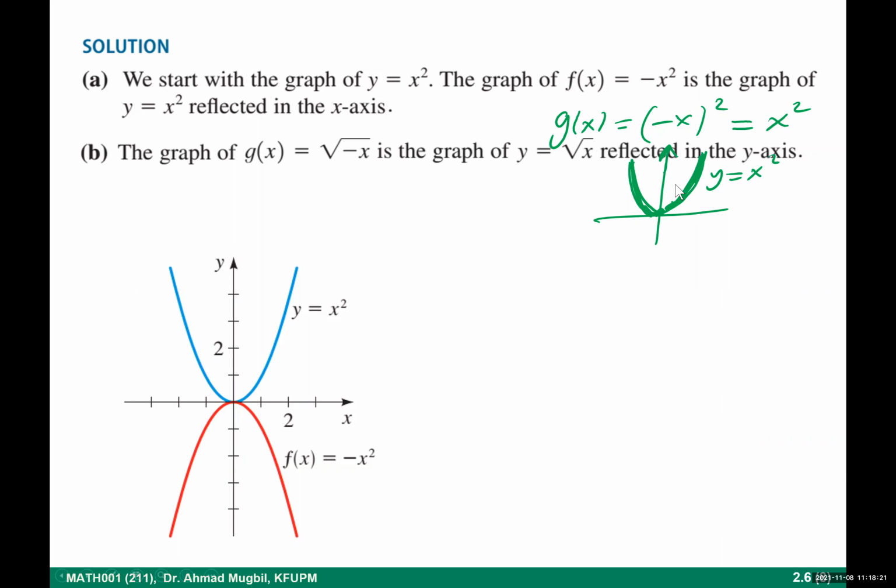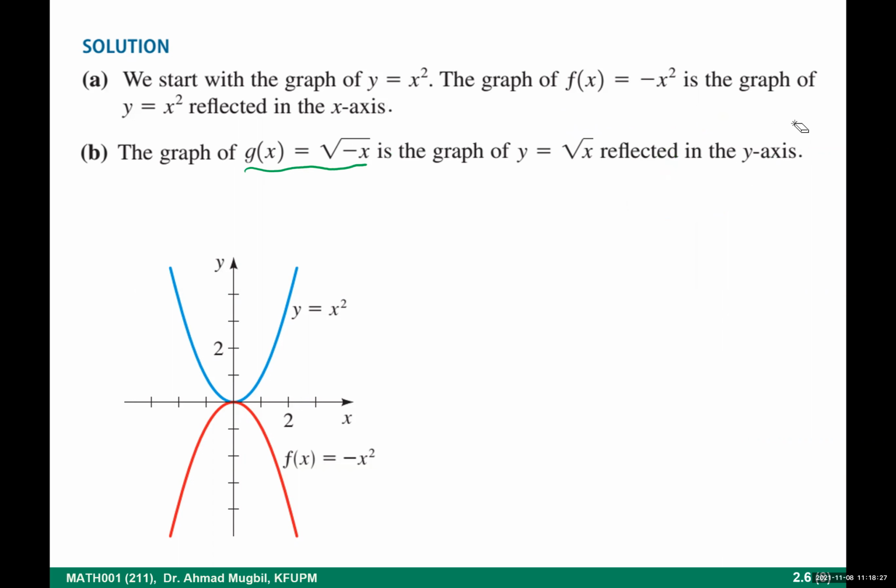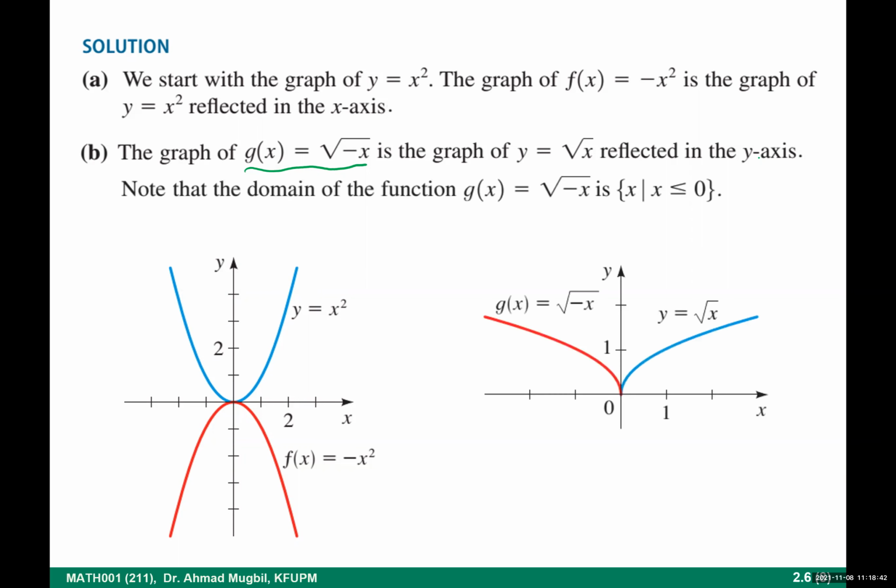Let's take another one now. The next function is this. How to sketch the graph of this function? y equals square root of negative x. We replaced x by negative x, so it will be reflected in the y-axis. So how will it be? Here it is. This is the graph of square root of x. Now, when it is reflected in the y-axis, it will be this one.